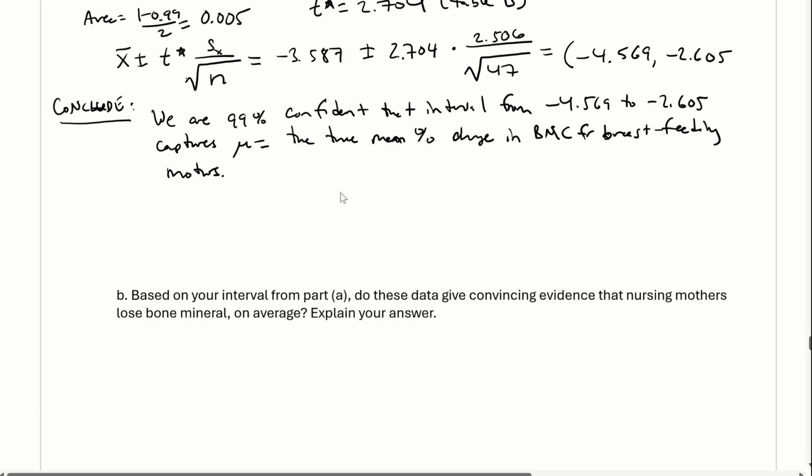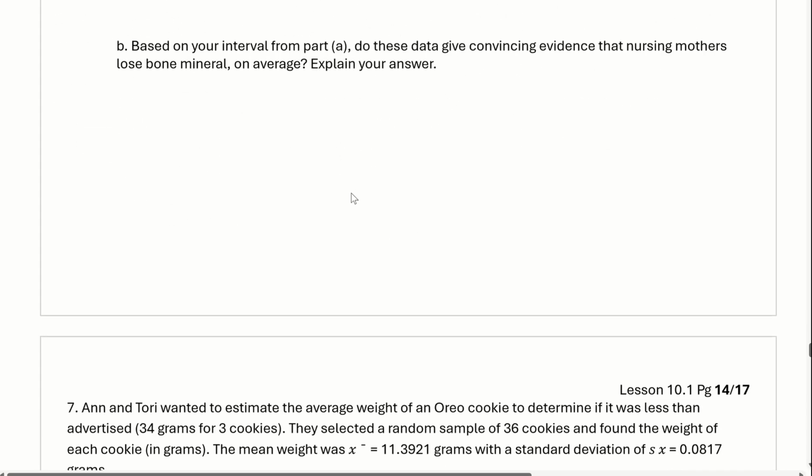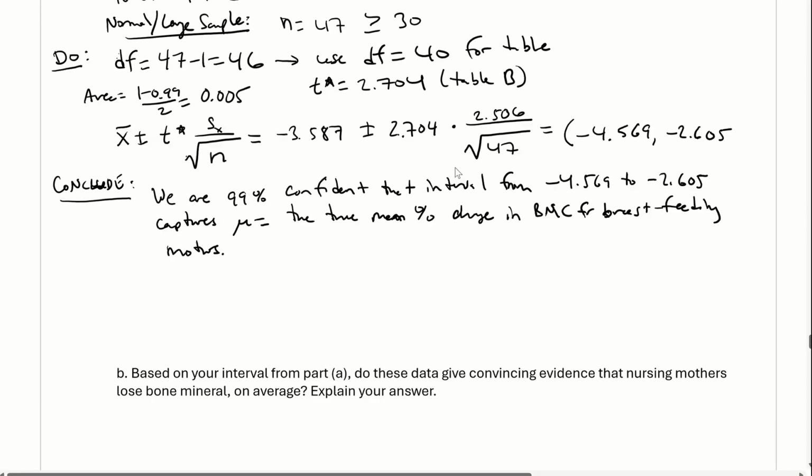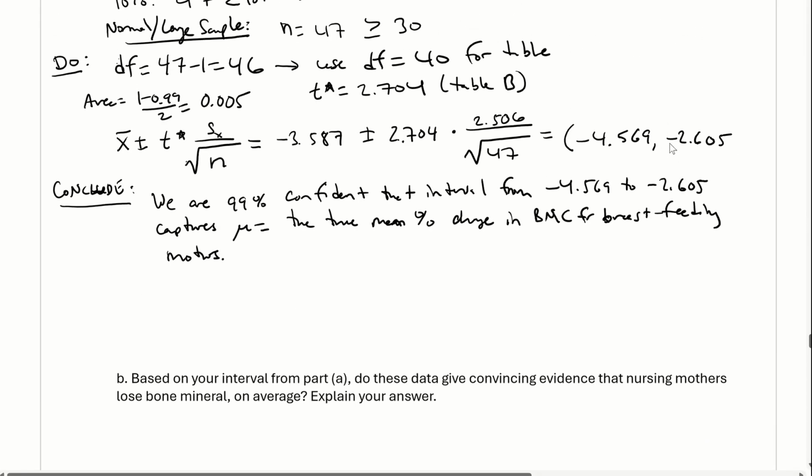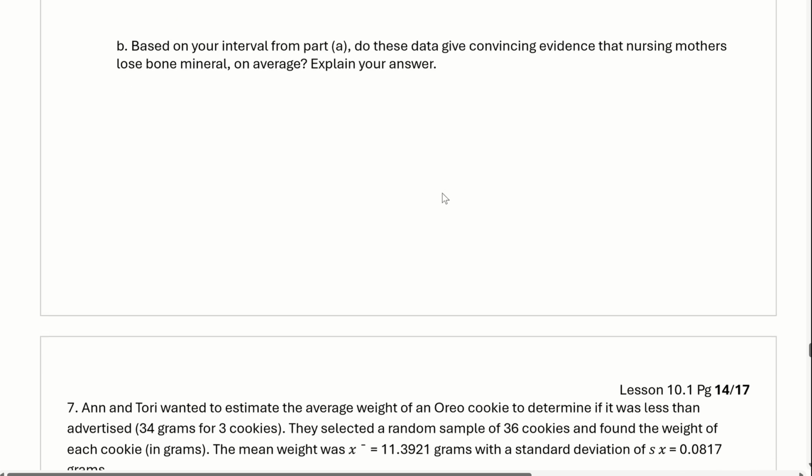Okay. All right, so now let's look at the question here. It says, based on your interval from part A, do these data give convincing evidence that nursing mothers lose bone mineral on average? Explain your answer. So yeah, notice that 0 is not contained in our interval, right? So it looks like we have significant evidence of bone loss. Both of these numbers are negative. All the plausible values from our interval are negative, right? So therefore, there is convincing evidence of bone loss, right?